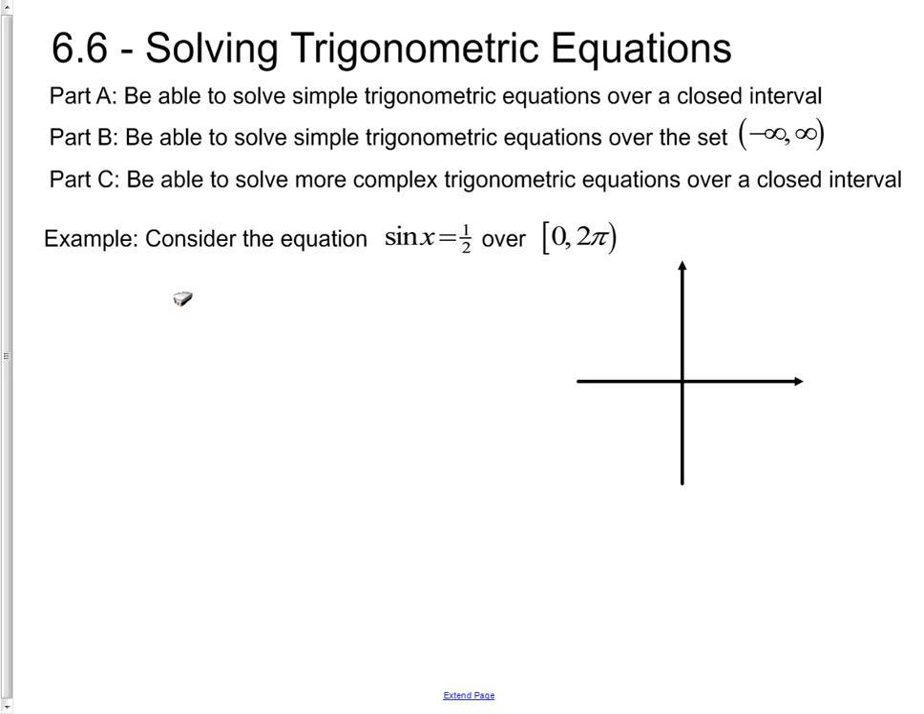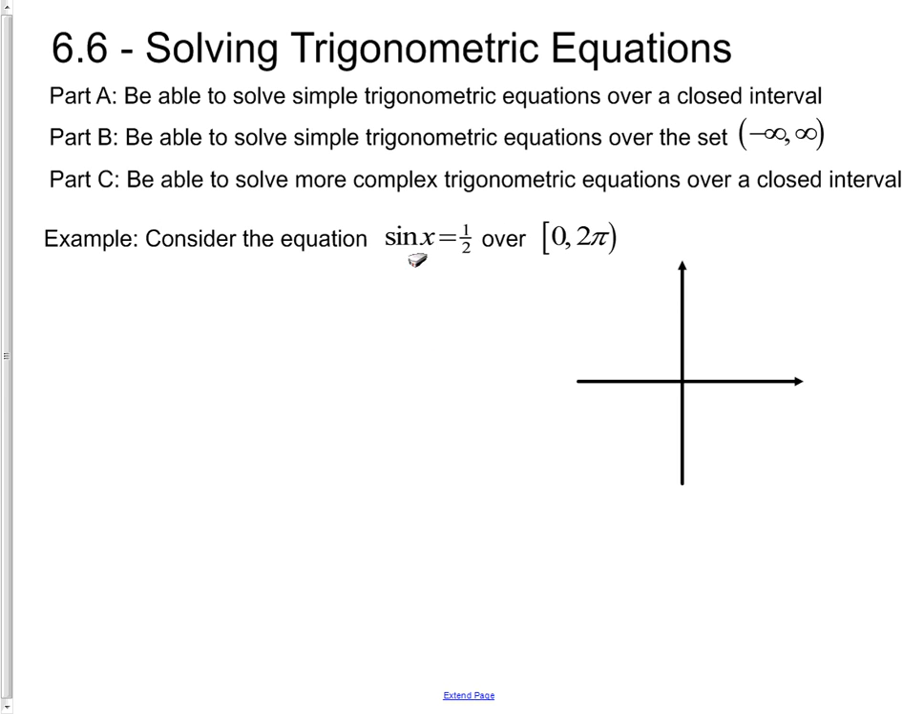Okay, so let's talk about chapter 6.6, which is solving trigonometric equations. And in fact, we're going to have to do this in three parts. We're going to first talk about being able to solve some very simple trigonometric equations over a closed interval. And next, we'll take it to another level by looking at solving over some open interval, like negative infinity to positive infinity. And then finally, we want to be able to solve more complex trigonometric equations over a closed interval. And so it's going to take us a couple of steps here to get to what we want, but that's what we're going to do.